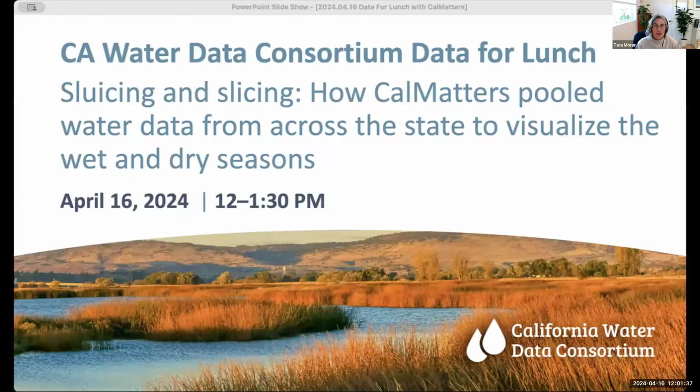Great. And so thank you all for being here today at the California Water Data Consortium's Data for Lunch, entitled Sluicing and Slicing, How CalMatters Pooled Water Data from Across the State to Visualize the Wet and Dry Seasons.